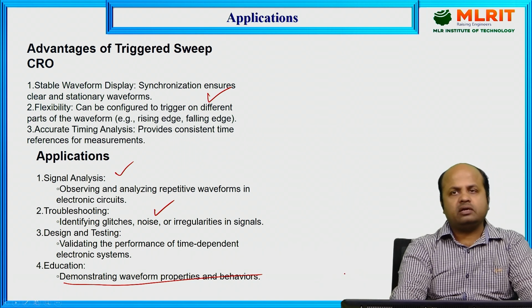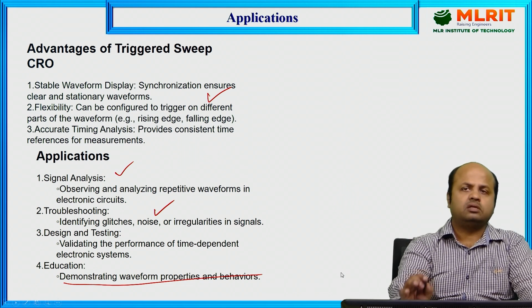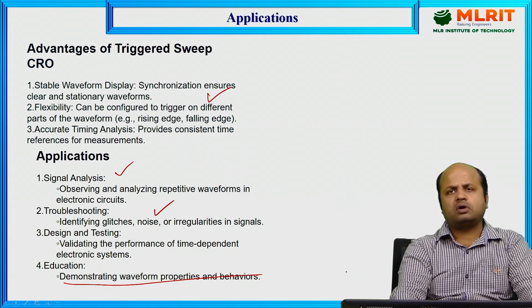So in one line, we have to remember that the triggered sweep CRO is basically used for aperiodic signals and fast transient response signals. For normal periodic signals, we can use the normal CRO also.